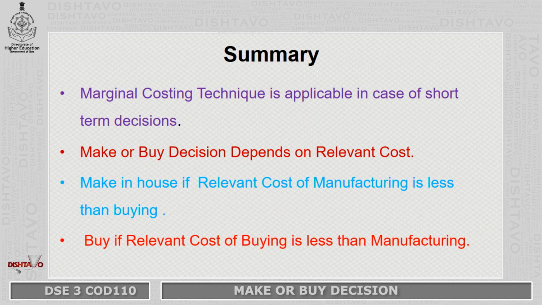Alright. So, what we have done in today's session, I will just summarize. The marginal costing technique is applicable in case of short term decisions, decisions like make or buy. When I am taking decisions of make or buy, I have to look for the relevant cost. If the relevant cost of manufacturing is less than buying, then I should manufacture. If the relevant cost of buying is more, then I should manufacture. But if the relevant cost of buying is less than manufacturing, then I can buy the product. But at the same time, I have to also look for other factors. This is what we have studied today.